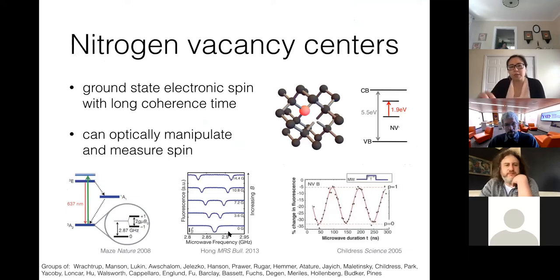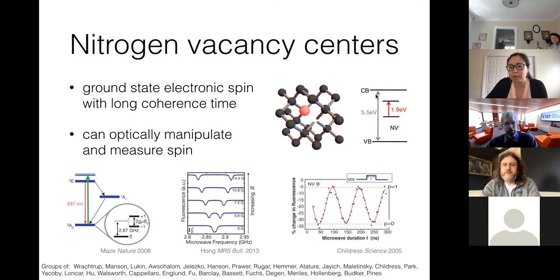The system that I'll be talking about for the first half of my talk is the nitrogen vacancy center in diamond. This is a color center in diamond that consists of a substitutional defect where you take 2 carbon atoms out of the lattice and then you put in 1 nitrogen atom and you leave behind a vacancy. So you have an NV center. And this gives you very deep electronic levels that are basically mid-gap.